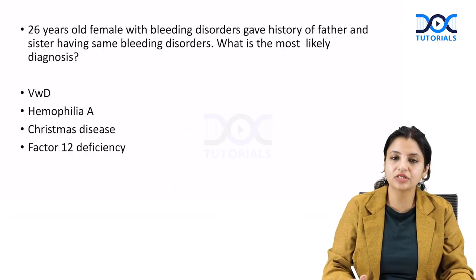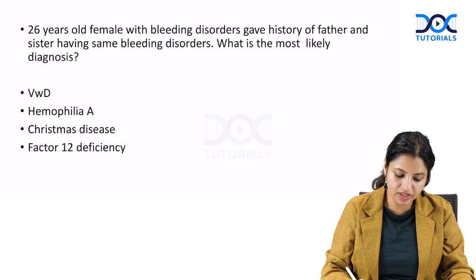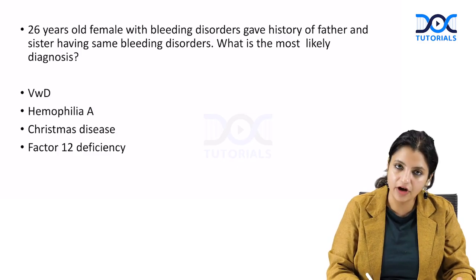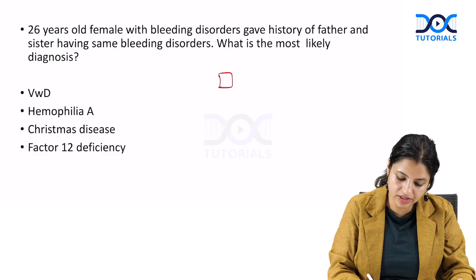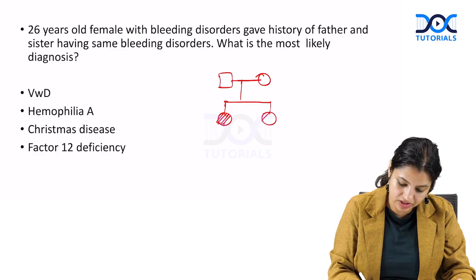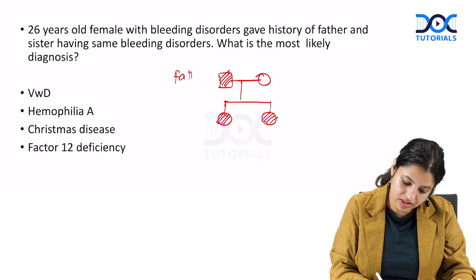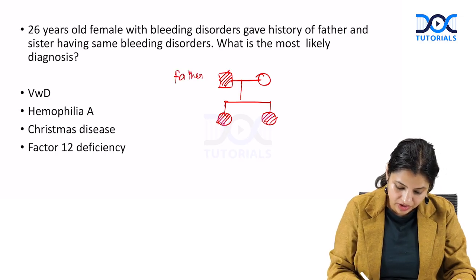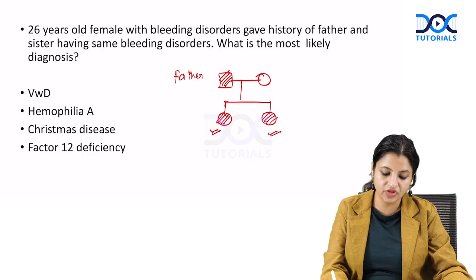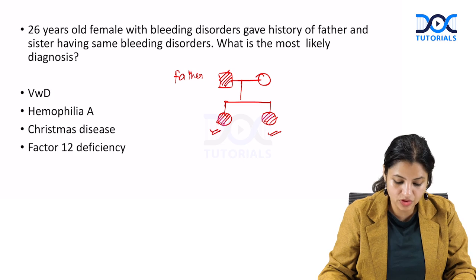Okay, so now this is a very classical thing that they've given. There's a 26-year-old female with a bleeding disorder who gave a history of the father also having the disease, and there are two sisters, let's say, who also have the same bleeding disease. This girl is also having the disease. So what is the most likely diagnosis?